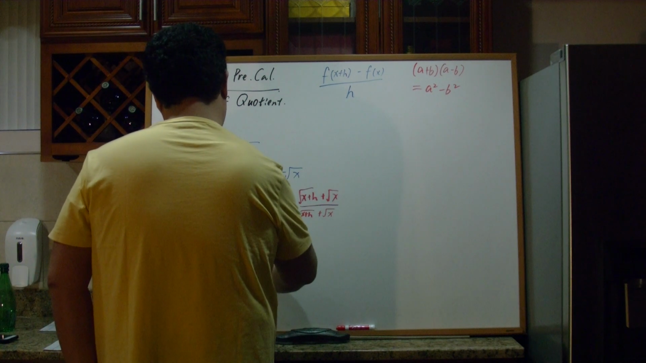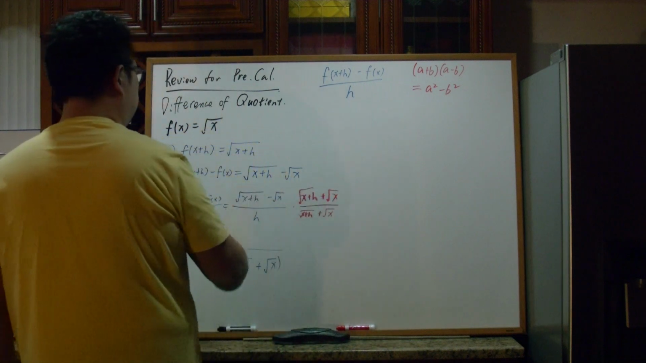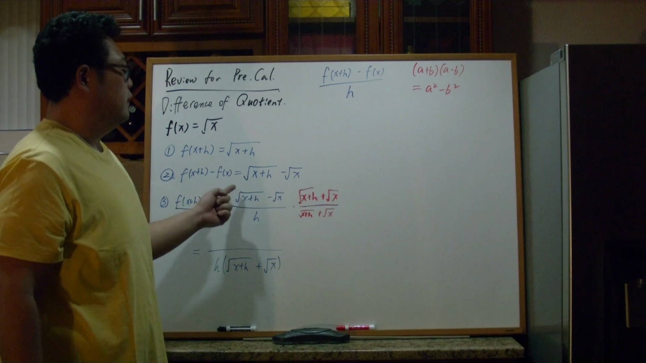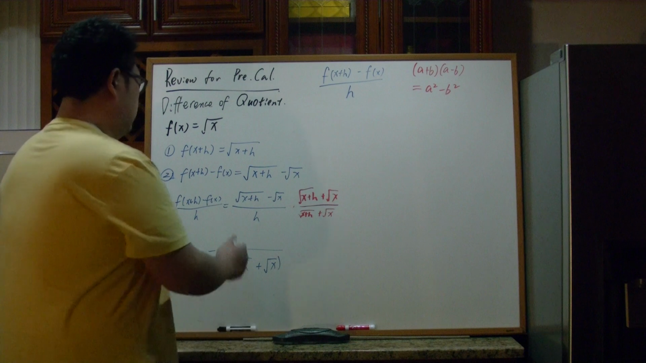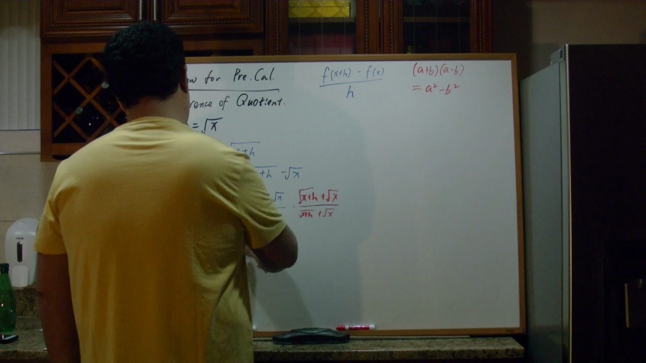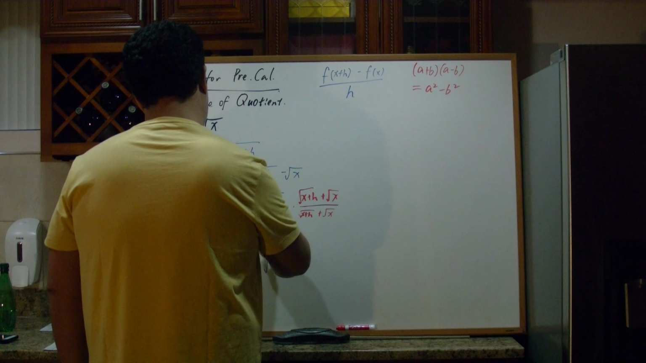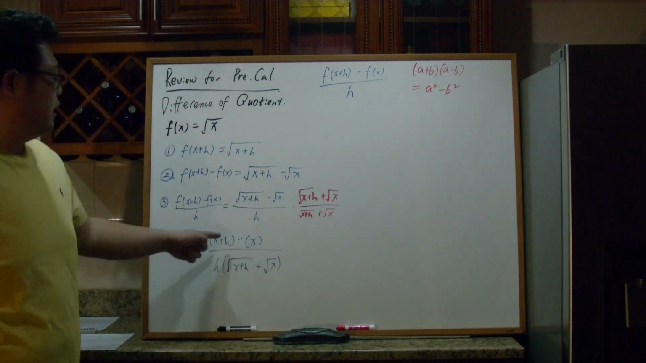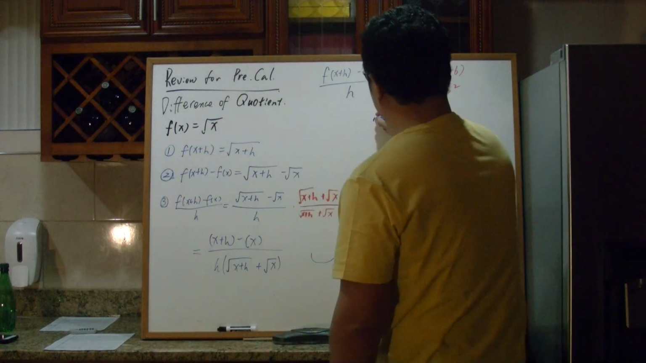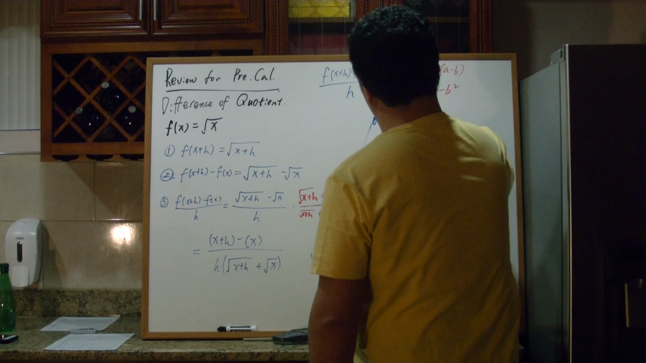So by multiplying the conjugate pair, what we get on the denominator is nothing that could be simplified. But on the numerator, we have the difference of squares of the square roots, which is the square root of x plus h squared, that is x plus h, minus the square root of x squared, that is simply x. And x plus h minus x, we get the expression to be h only.